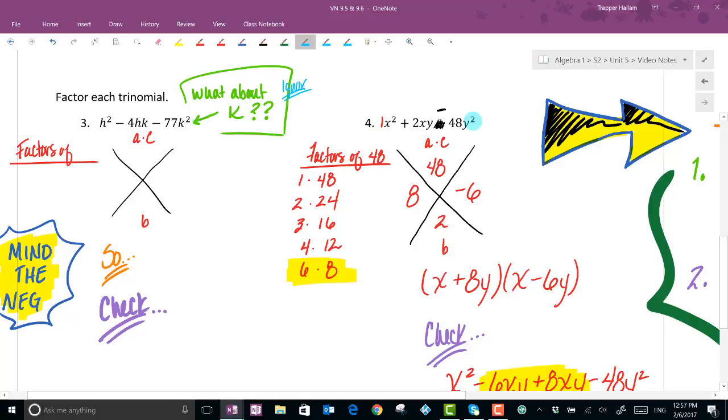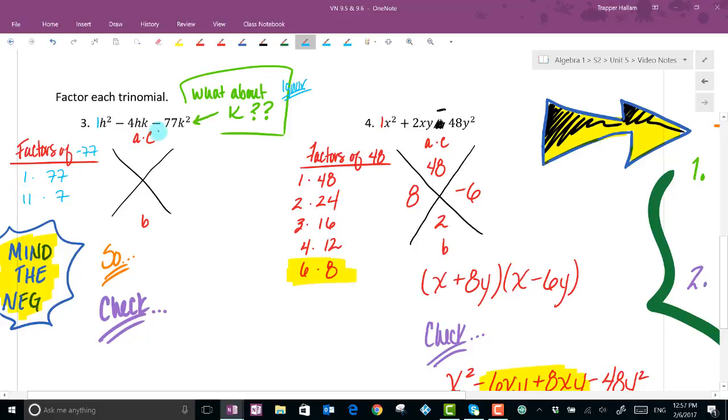All right, so let's go ahead and proceed like we know how to do. We're going to take a times c, so 1 times -77. So we're going to find the factors of -77, which is going to be 1 and 77. I'm just going to put 77 for now. Factors, the sign doesn't matter right now. And we're going to put in 11 and 7.